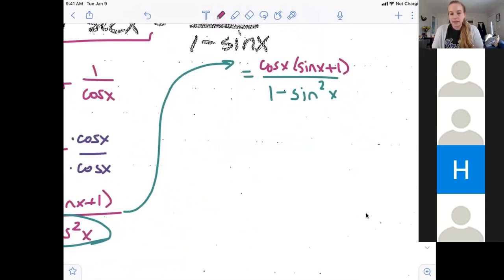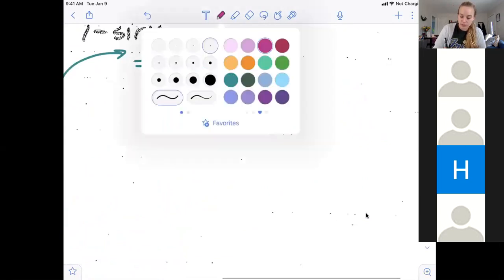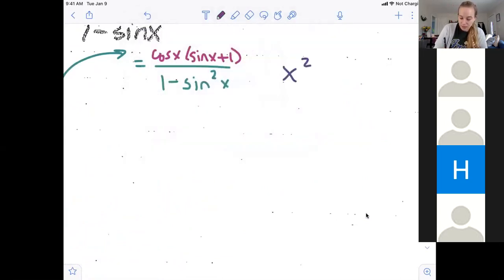Now, the denominator, 1 minus sine squared, is actually a difference of squares. Again, I said this was algebra. If I wrote x squared minus 9, and you don't have to write this if you don't want to, you could factor that, right? What times what? That would be x minus 3, x plus 3, right?